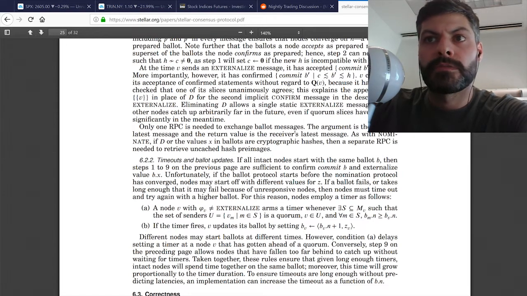Z. If a ballot fails or takes long enough that it may fail because of unresponsive nodes, then nodes must time out and try again with a higher ballot. For this reason, nodes employ a timer as follows.